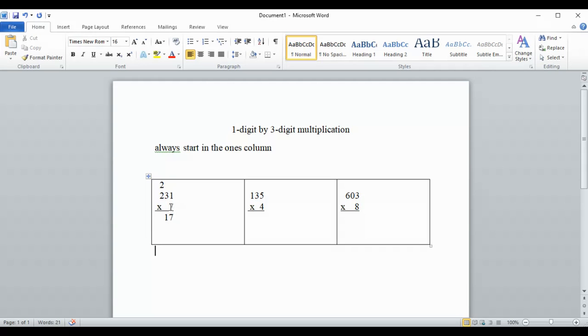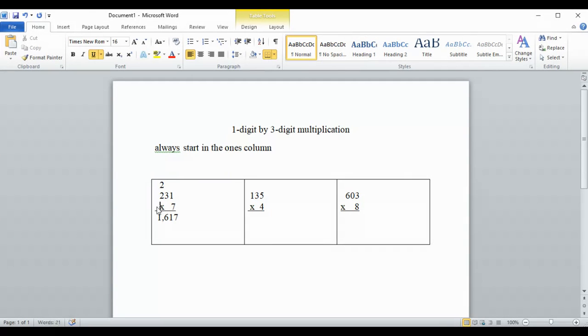And then finally we're going to say 7 times 2, which is 14, and then we add that to 2, which is 16. So we'll put the 6 down, and then we'll put the 1. So our final answer is 1,617.